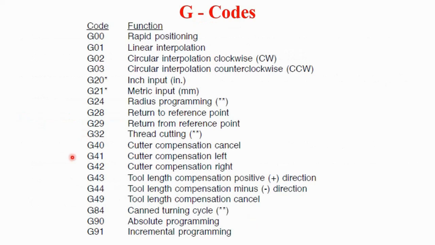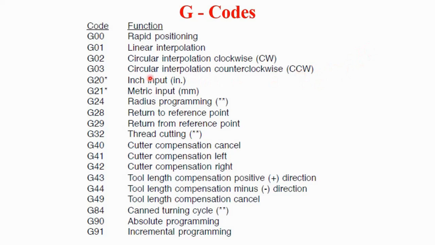So we will see a few of these G codes here. Here are a few G codes and their functions. G00 is used to represent the rapid positioning of the tool, or rapid movement of the tool. Then G01 is used for linear interpolation. G02 is used for circular interpolation in clockwise direction, and G03 is used for circular interpolation in counterclockwise direction, or anti-clockwise direction, as we saw earlier.